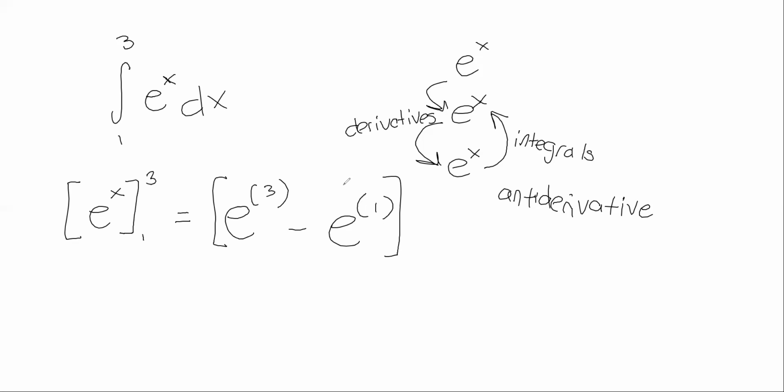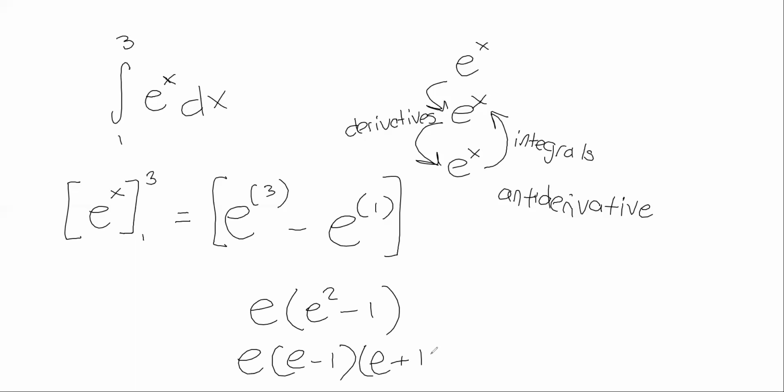And then there's not much else we could do. I think the most we could do with something like this would be to factor out a multiple of e, so we would get e times (e squared minus 1). And then if you wanted to take it even further, we could use difference of squares factoring to simplify our right factor. We can make this e times the difference of squares. This would be e times (e minus 1)(e plus 1).